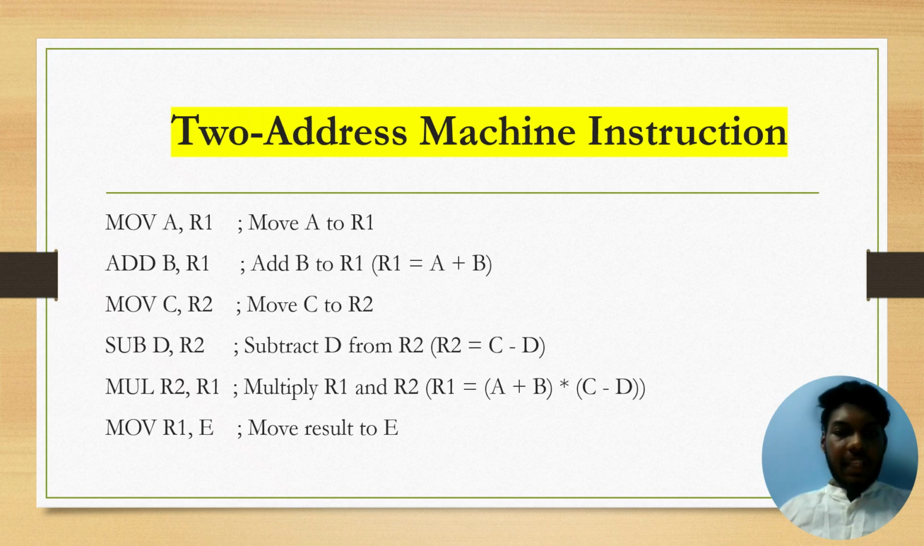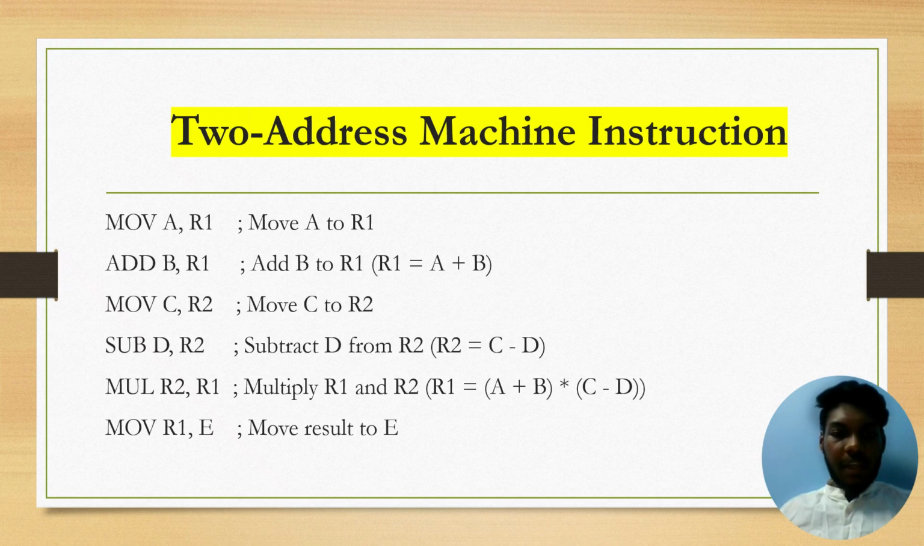Let's examine another efficient method for executing the expression A plus B times C minus D. This time we'll utilize a register-based machine instruction approach where registers act as high-speed storage to hold and manipulate intermediate values. Here's how the process works. Now I'll be talking about two address machine instructions. First, move A R1.